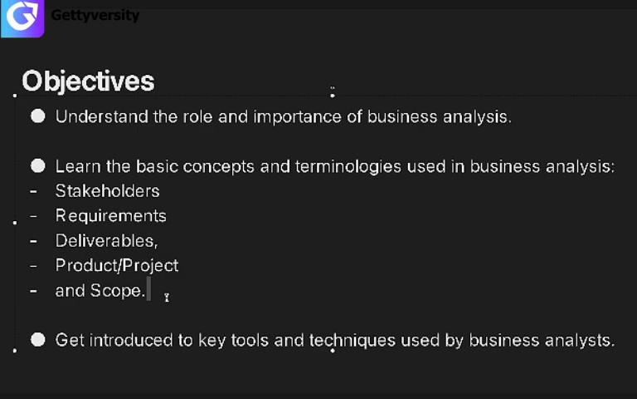So I am going to move to understanding the role and importance of business analysis. And I believe with explaining the concepts and terminologies used by business analysis, by now you must have some insight of what the role of business analysis is all about.